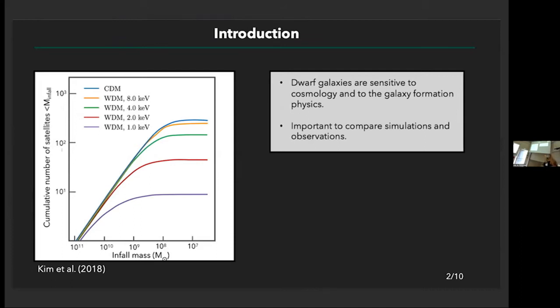So it's important to compare simulations with observations in order to use dwarf galaxies as cosmological probes. So here, for example, we can constrain the mass of the dark matter. But in order to do so, one must have a great understanding of the detection limits of the observation.